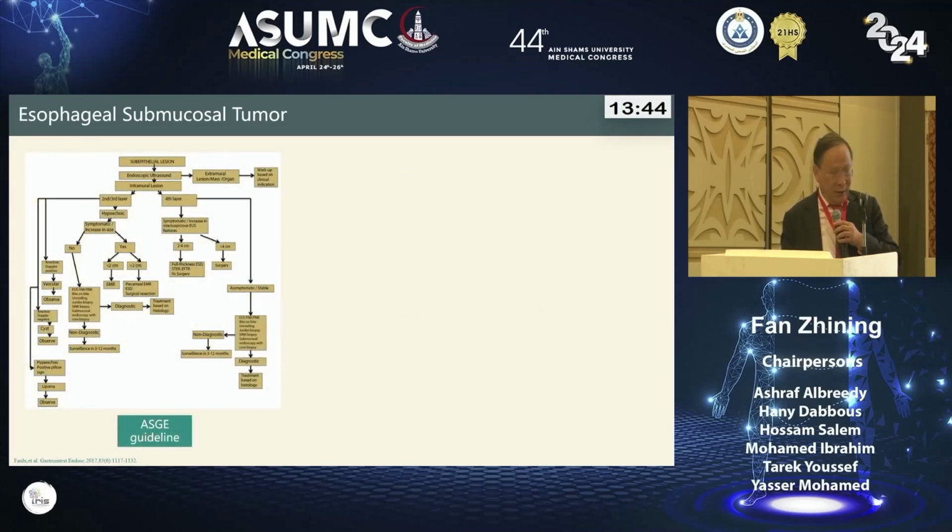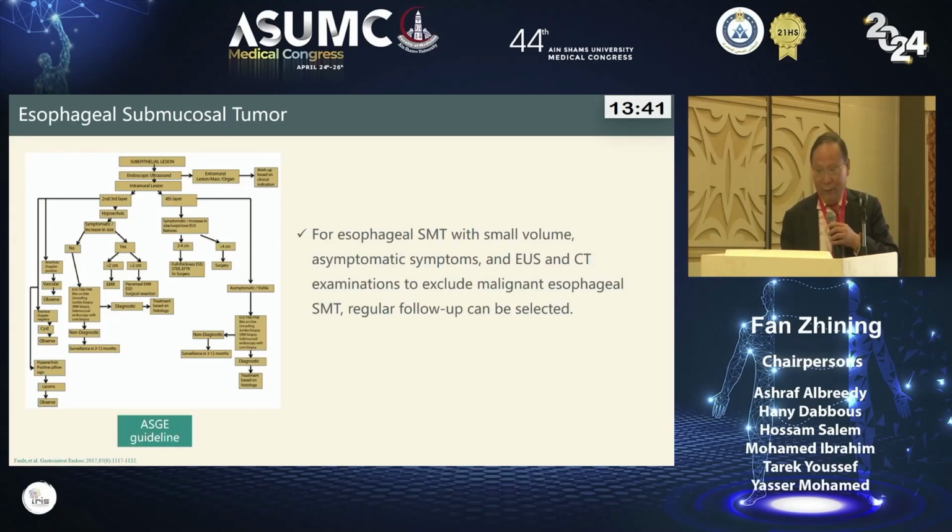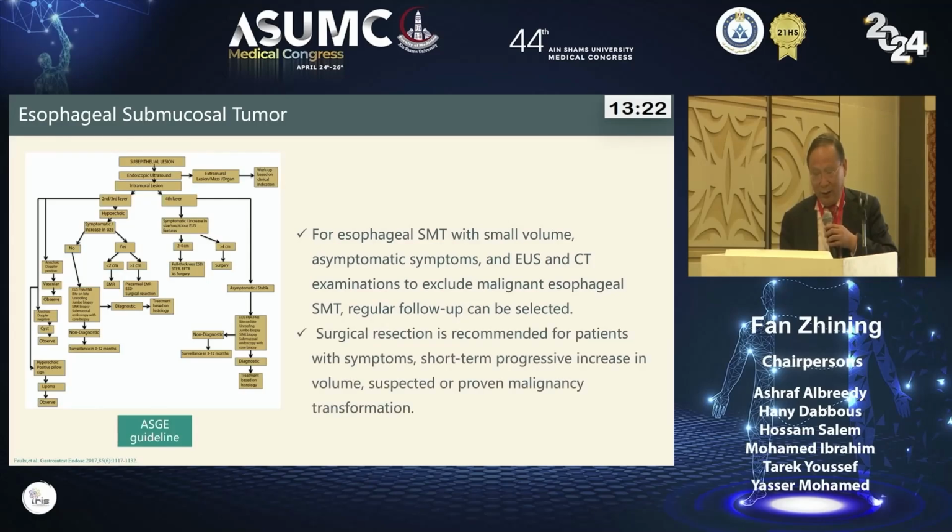This is the ASGE guideline for esophageal small submucosal tumors. For symptoms in the EUS examination that include a malignant esophageal SMT, regular follow-up can be selected. Surgical resection is recommended for patients with symptoms, or where the prognosis includes involvement or suspected malignant transformation.